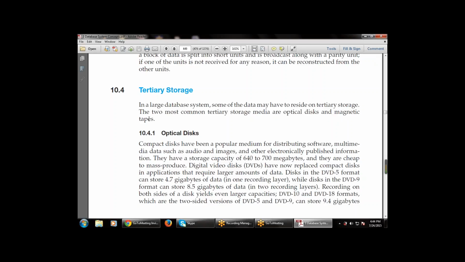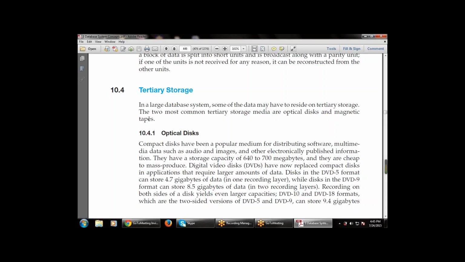So there are two storage devices, the two most common tertiary storage media, known as the optical disk and the magnetic tapes. First is the optical disk: what is the optical disk and how to use it. Compact discs have been a popular medium for distributing software, multimedia data such as audio and images, and other electronically published information.